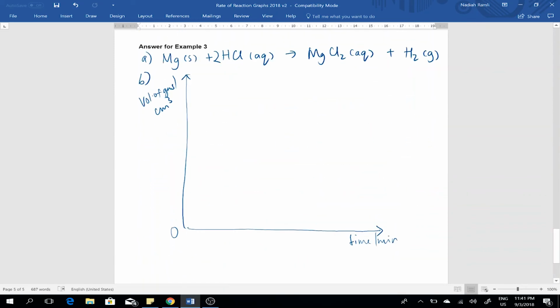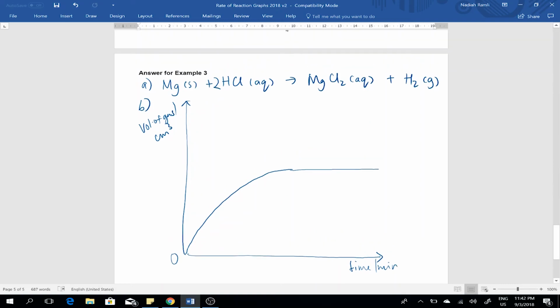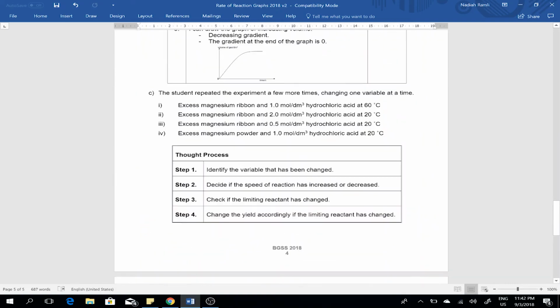So maybe, okay, let me take my ruler. Okay, so maybe somewhere here, gradient is equal to 0. Alright, decreasing gradient, and start from 0. Start from 0, decreasing gradient. Okay, so this is the graph. Okay, next.